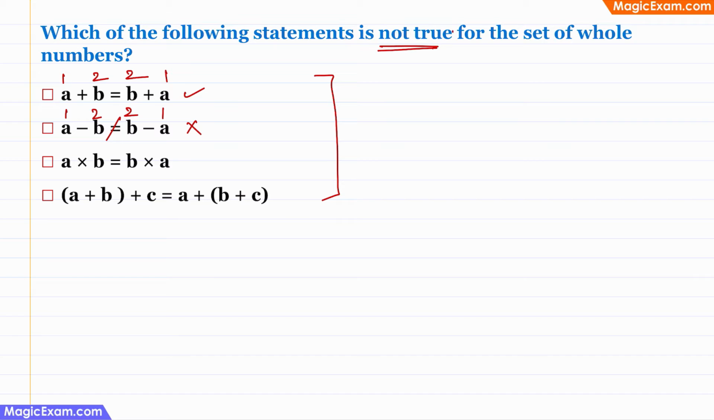And we are being asked which of the statements is not true. Therefore, this is not true. And if we just continue 1 and 2 here and 2 and 1 here, so 1 into 2 is equal to 2 into 1. So this is the correct statement.